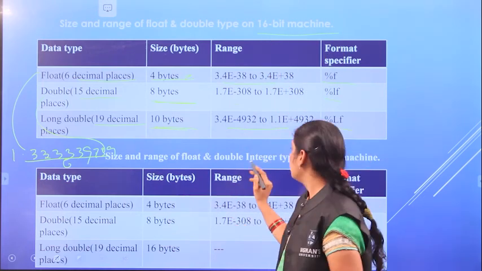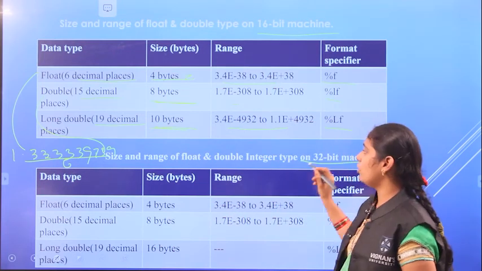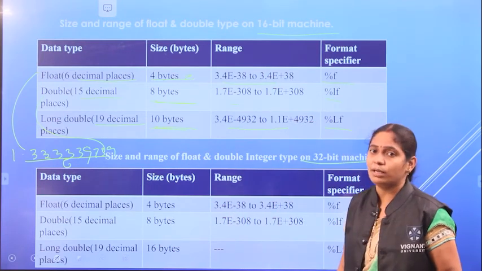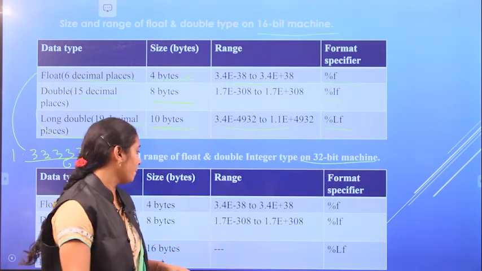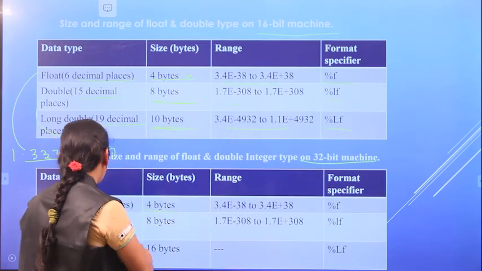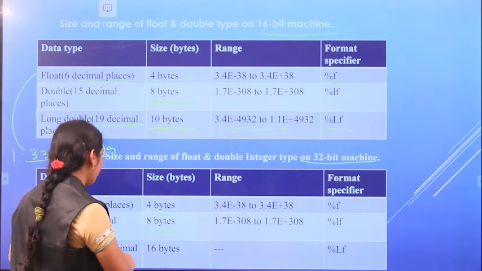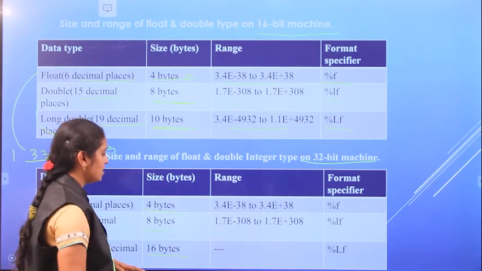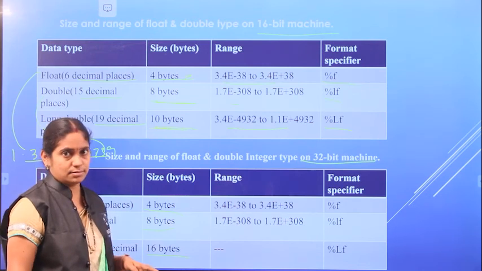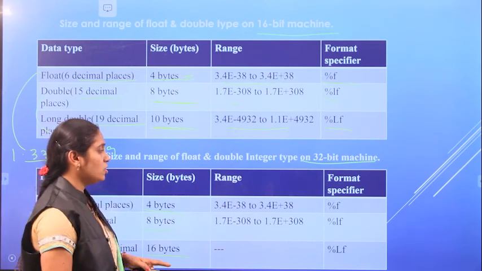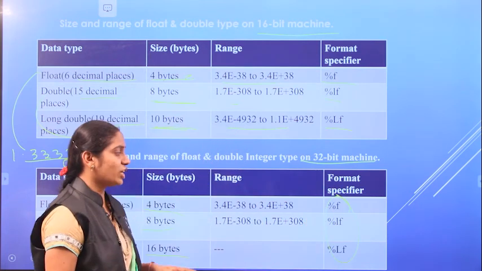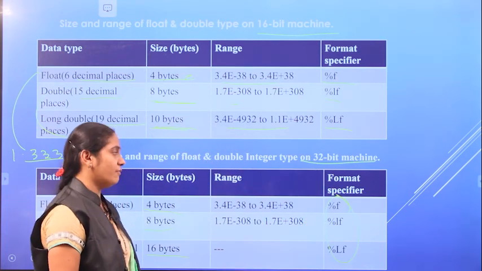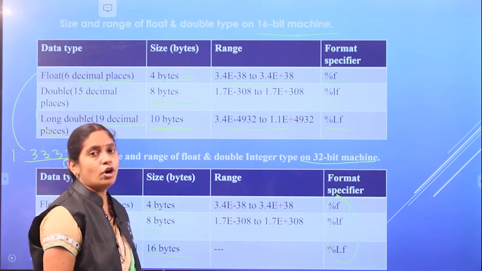Coming to the next, these are the sizes of the float forms in a 32-bit machine. What are the sizes here? Float is 4 bytes, double is 8 bytes, and long double takes 16 bytes. These are the respective format specifiers: %f, %lf, %Lf. So this is about the float data type.